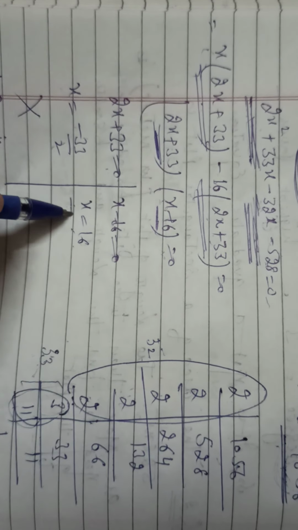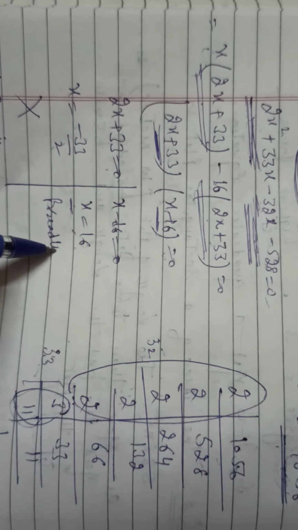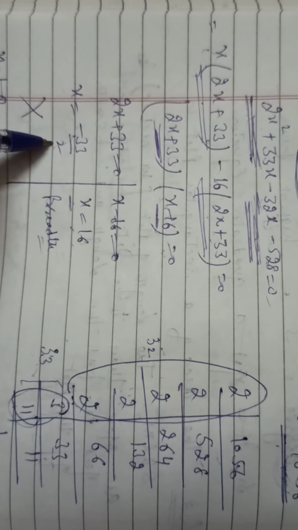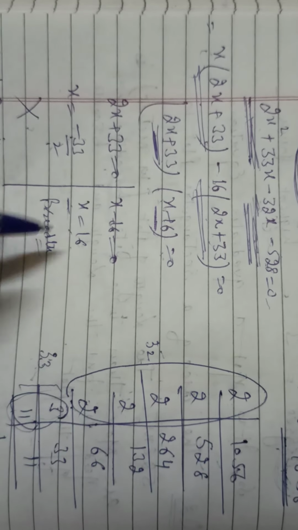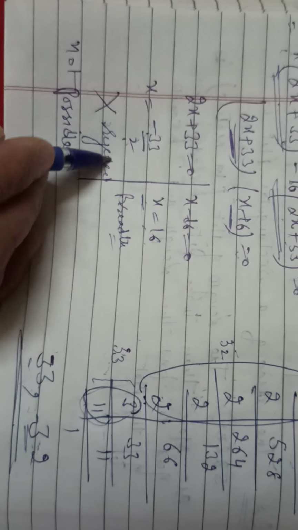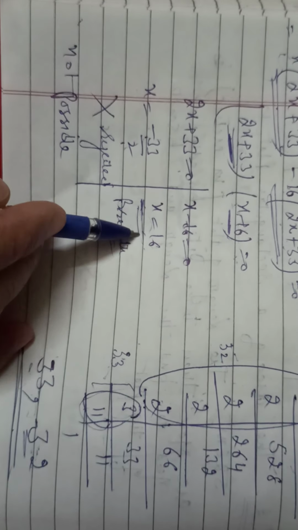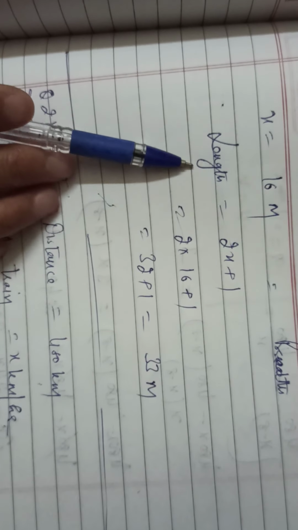Children, x was what? It was breadth. And breadth can never be negative. Any length can never be negative. So this answer is rejected. Right? So what answer will be left? x is equal to 16. It means breadth is equal to 16.